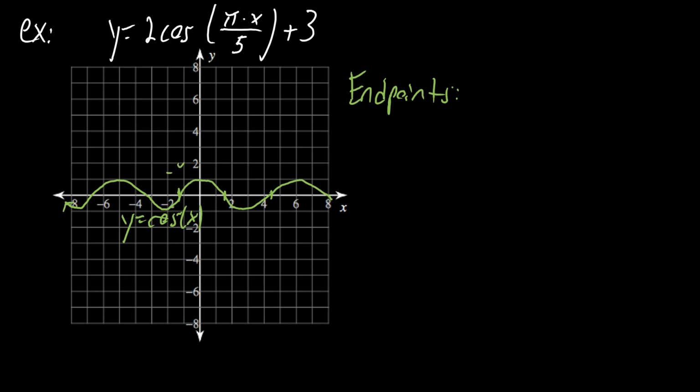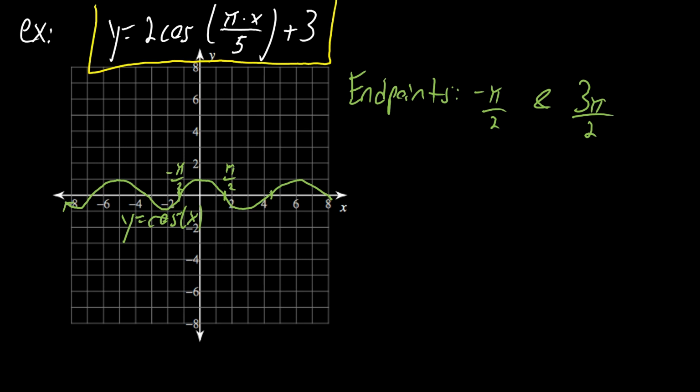So we have this negative pi over 2 here, and we have 3 pi over 2 over here at the end of our cycle. And remember, this is pi over 2 as well, so we can use that as well if we wanted to. I'm going to put this in yellow. So for the endpoints of our cycle, there's a horizontal compression, so that means this has to be divided by pi. This has to be divided by pi.